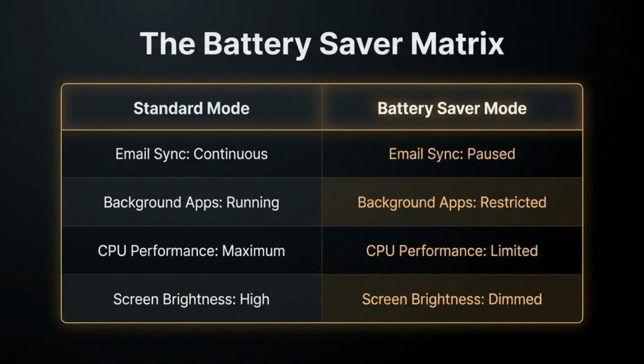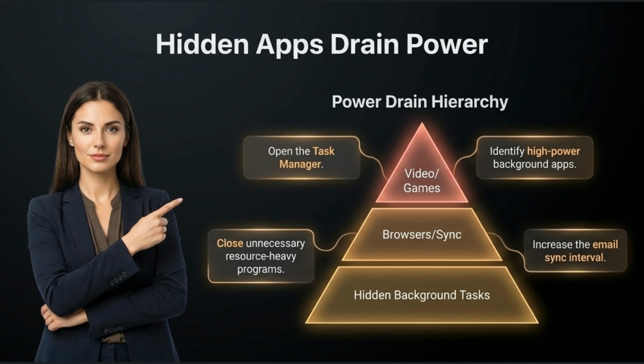Using battery saver mode can significantly extend your runtime. This mode pauses background email syncing, restricts background apps, limits CPU performance, and dims the screen brightness. Hidden background tasks often drain power. Check your task manager to identify and close resource-heavy applications and reduce the frequency of background sync intervals.